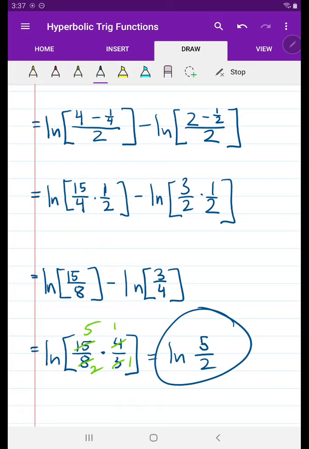And that's it. So hopefully from those examples, you have an idea of how to do some of the problems in your assignment.